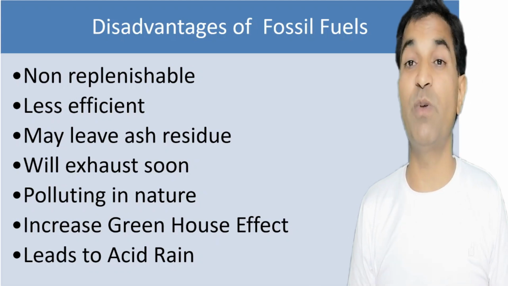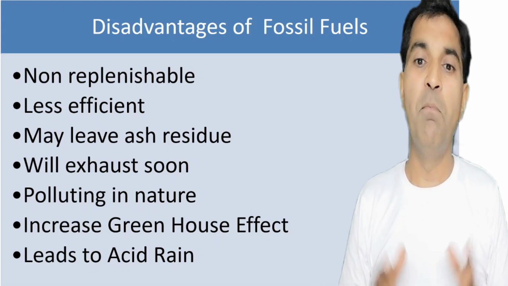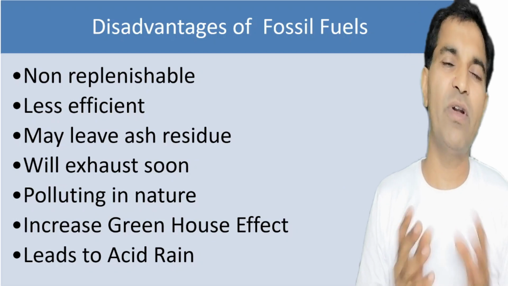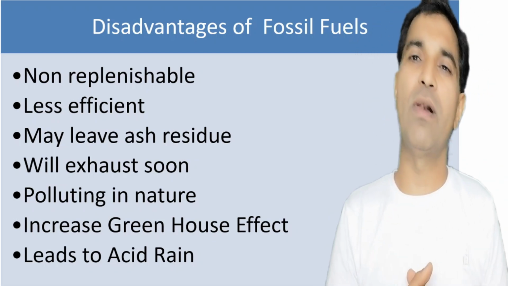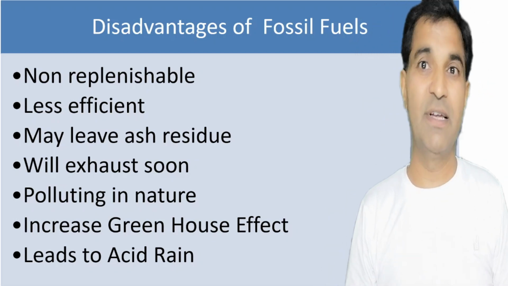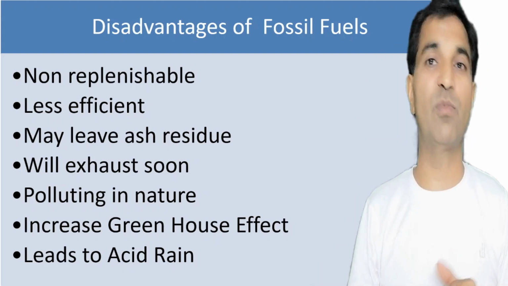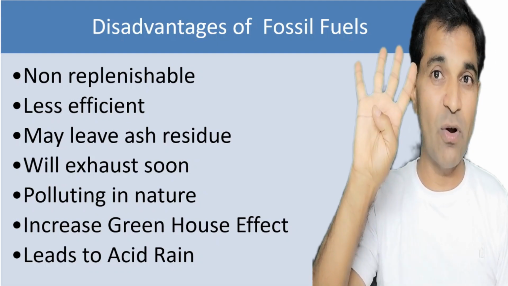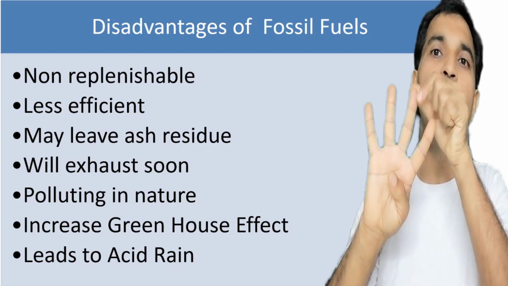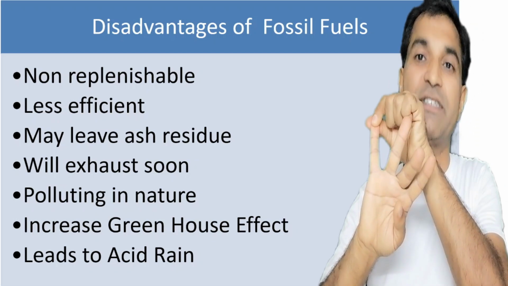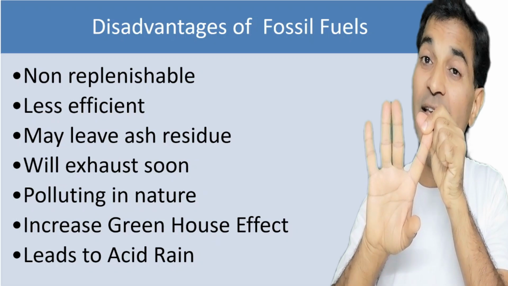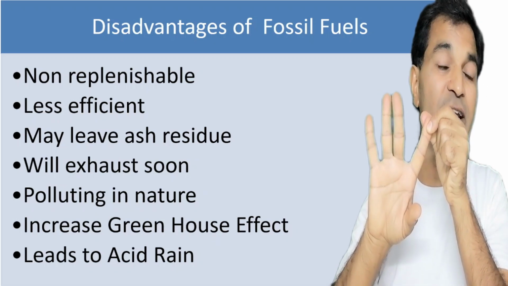They are less efficient. Hardly are they giving 40 to 50% efficiency. They may leave ash residue. For example, when you burn coal, there will be lots of ash. Actually, there are 4 different types of coal. What are those 4 types? Anthracite, bituminous, lignite and peat. Anthracite has the highest efficiency, highest carbon content, as good as 90%.